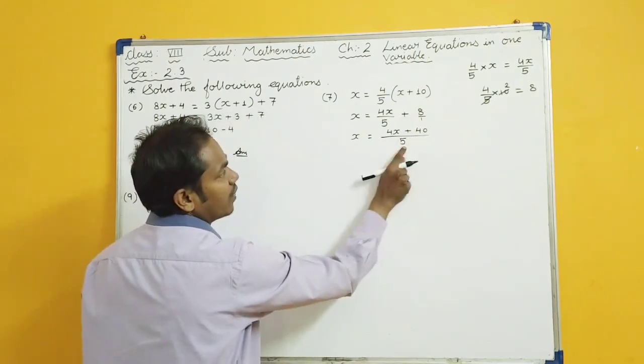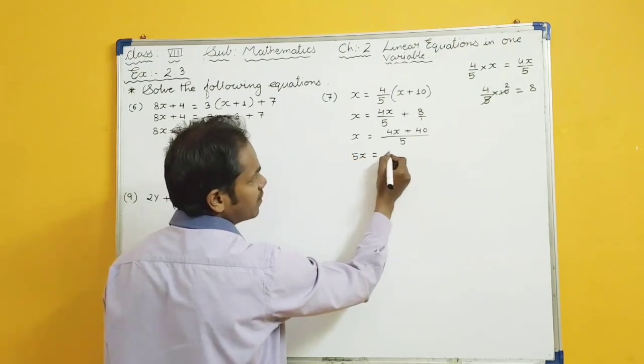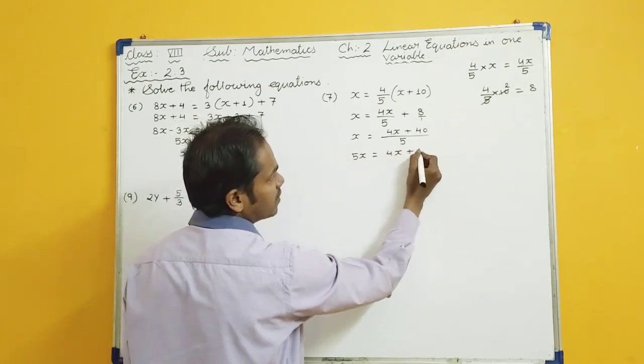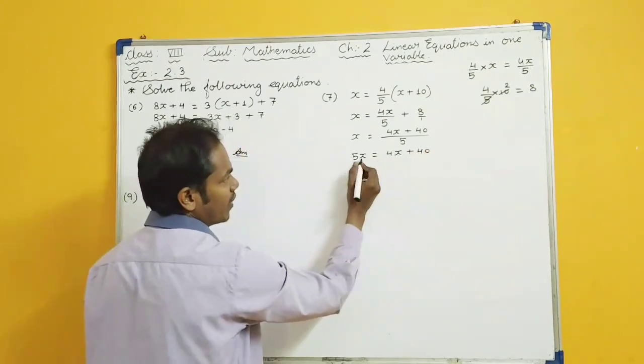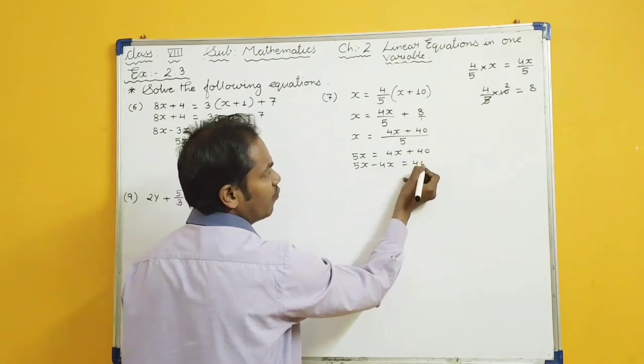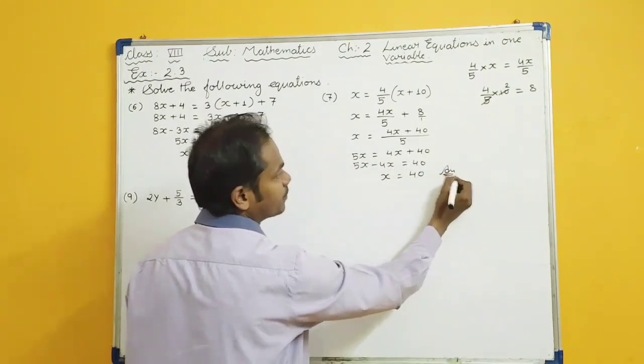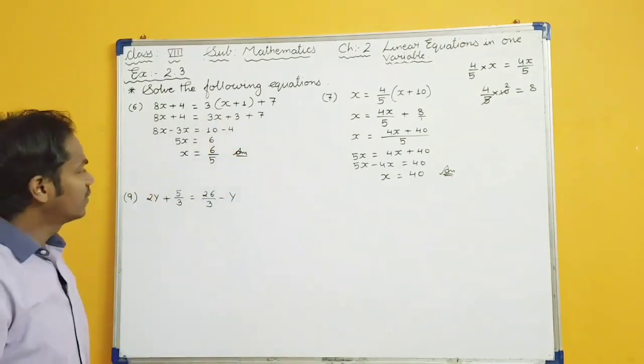5 8's are 40. Cross multiply. 5 into x. 5x is equal to 4x plus 40. When you shift 4x here, 5x minus 4x is equal to 40. So x is equal to 40. This is your answer. Third question.